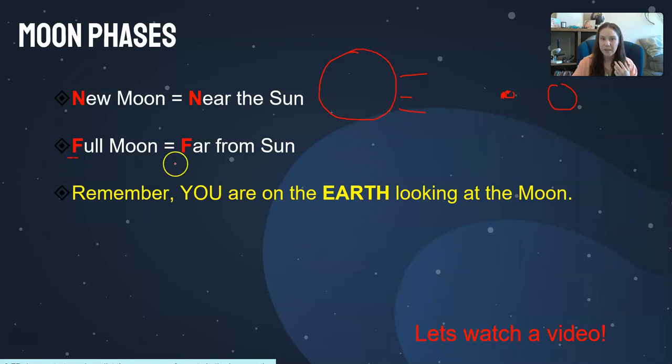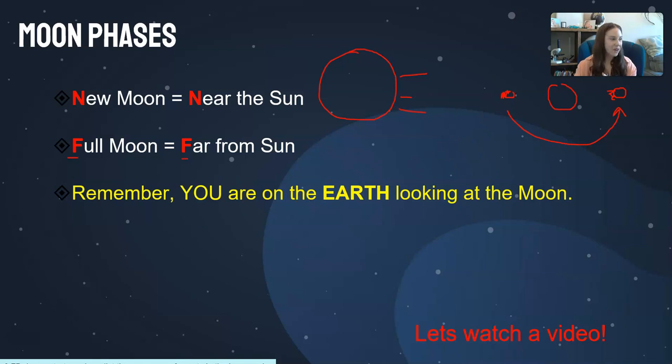The full moon happens when the moon is far from the sun, when the moon travels around and is now on this side of the earth, furthest from the sun. The sun is shining on this side of the moon, and we can see the whole thing, it looks like. We've got this perfect circle in the sky. This is the full moon, okay? So remember, moon phases are what we can see from our perspective here on Earth. Make sure that you watch that video, okay? It will do a great job of demonstrating that for you.